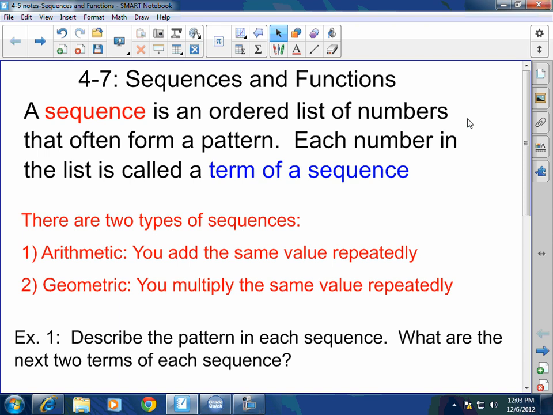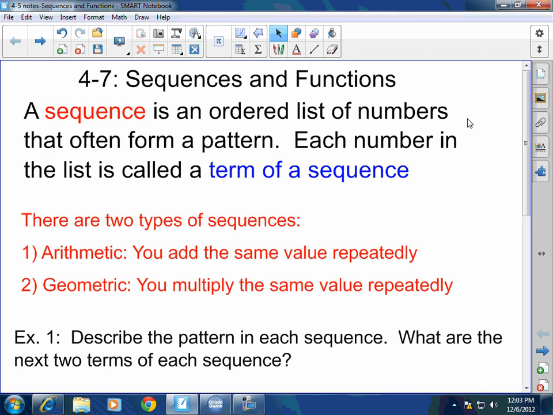That's a sequence, by the way, guys. That's a sequence, okay? A sequence is an ordered list of numbers that often form a pattern. And each number in this list is called a term of a sequence. Okay? It's a term. So when you have a sequence of numbers, a list of numbers, any one of those values is called a term of the sequence.